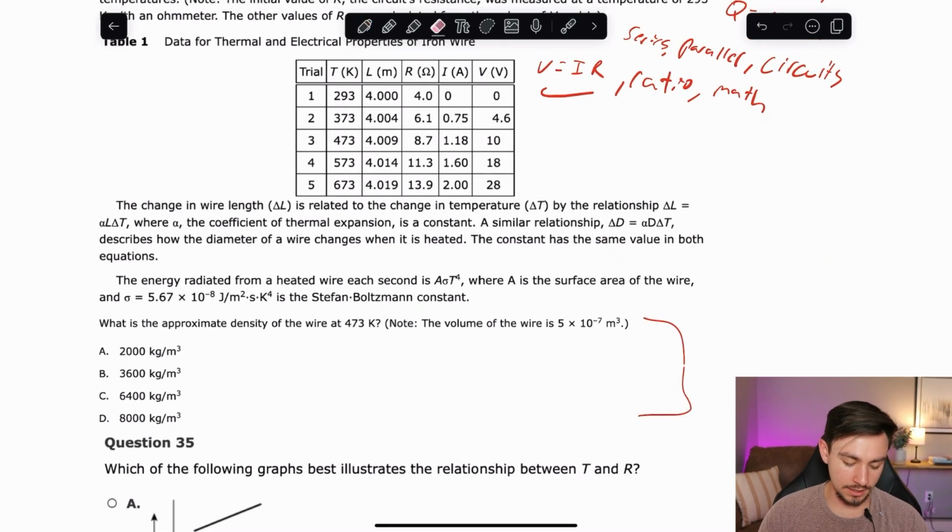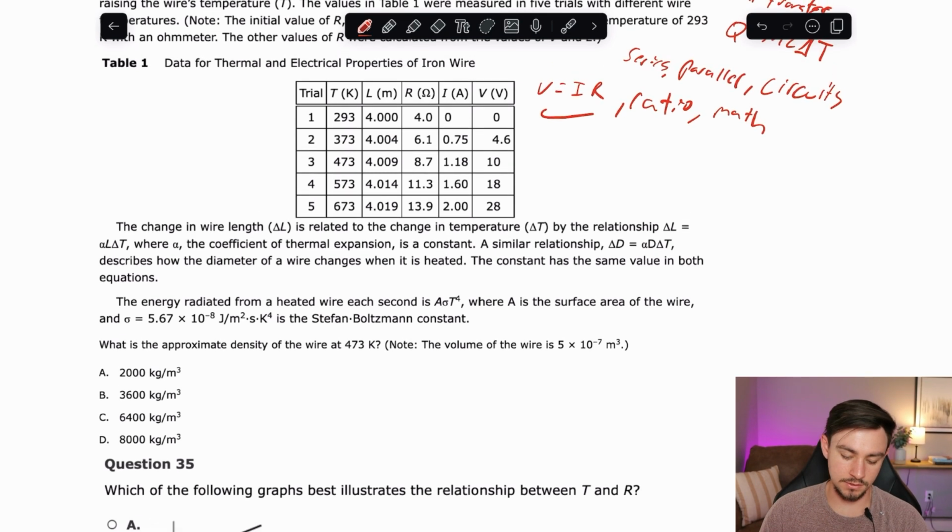The change in wire length is related to the change in temperature by the relationship delta L is equal to alpha L delta T. Okay, and they give us the coefficient of thermal expansion as a constant, similar relationship. So now they're setting all this up. So these are definitely important. We're probably gonna have to use these. Describes how the diameter of a wire changes when it is heated.